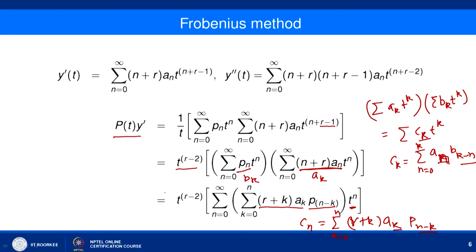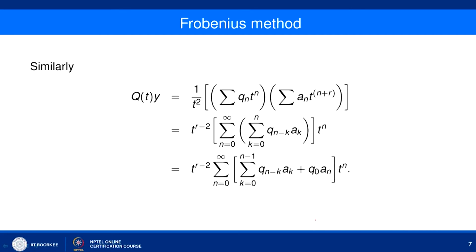So, p t y dash is written as t to the power r minus 2, summation n equal to 0 to infinity, and the coefficient of t to the power n is given as k equal to 0 to n, r plus k a k p n minus k, t to the power n. Similarly, we can calculate q t y. So, q t y is 1 upon t square, summation n equal to 0 to infinity q n t to the power n, into summation n equal to 0 to infinity a n t to the power n plus r.